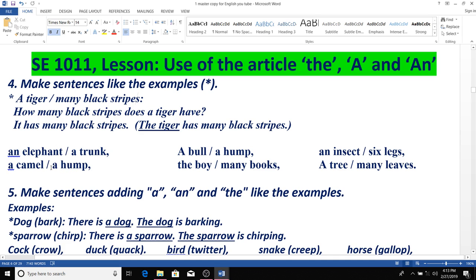How many humps does a camel have? Okay, a camel has a hump. How many humps does a bull have? A bull has a hump. It has a hump.